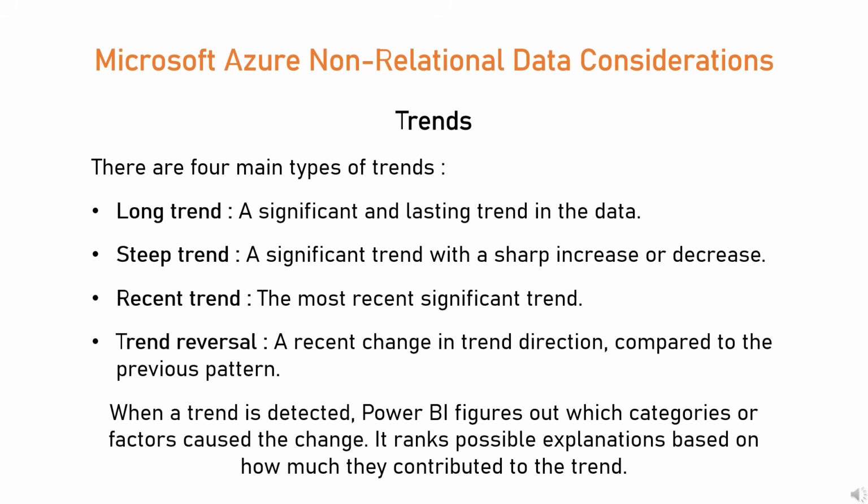When a trend is detected, Power BI figures out which categories or factors caused the change. It ranks possible explanations based on how much they contributed to the trend.